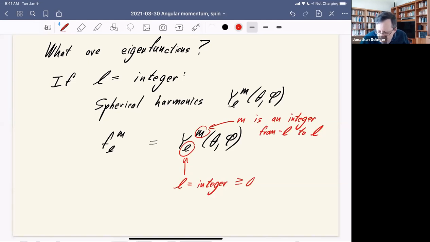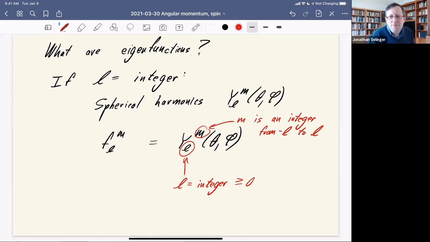Now we can see maybe the reason why people chose the letter L for one of those quantum numbers. L is for angular momentum. Maybe that's why they use it. I don't know, but it makes sense. It's an angular momentum quantum number. Right? Now, maybe you're thinking, do I really believe that? Do I believe that these things are eigenfunctions of L squared and Lz? I want proof. Let's try it out for some examples.